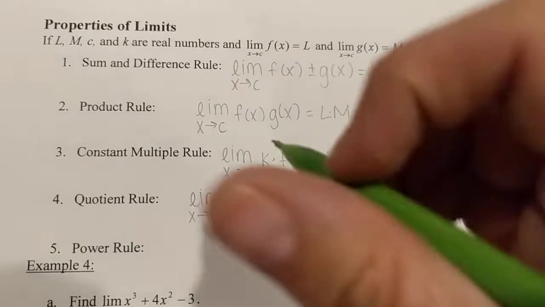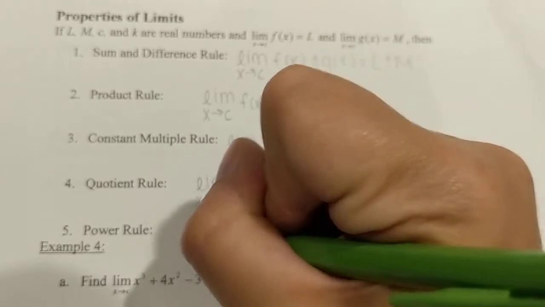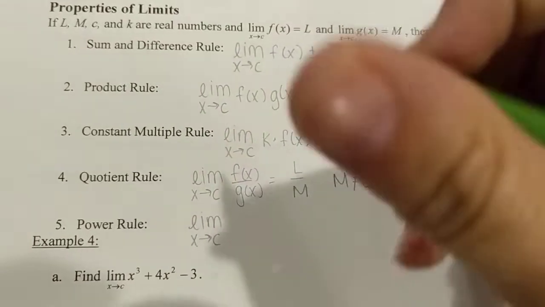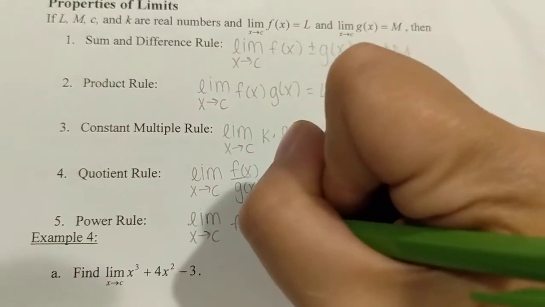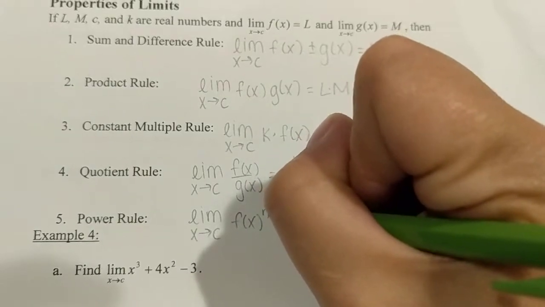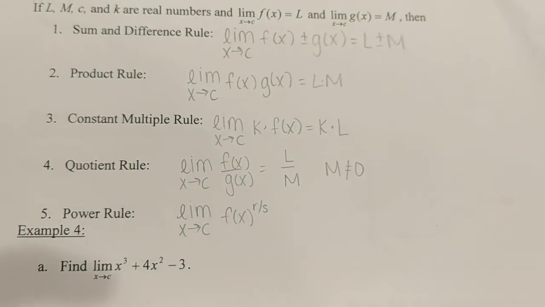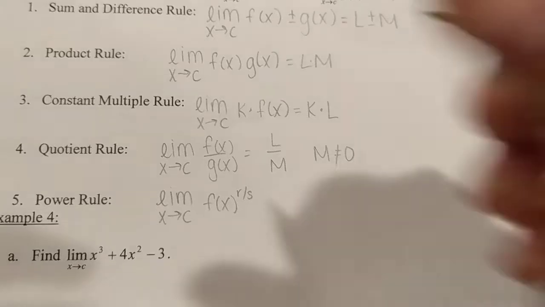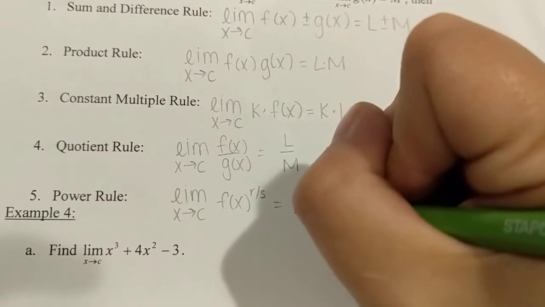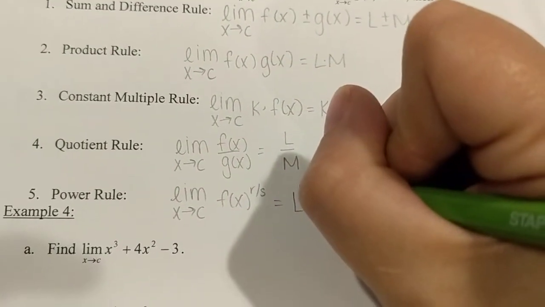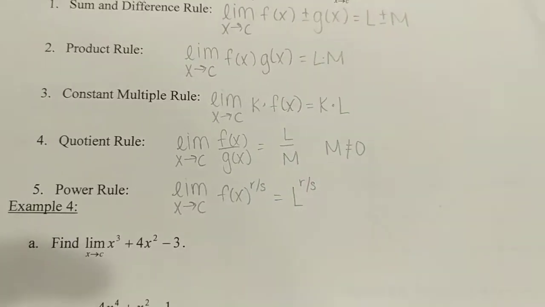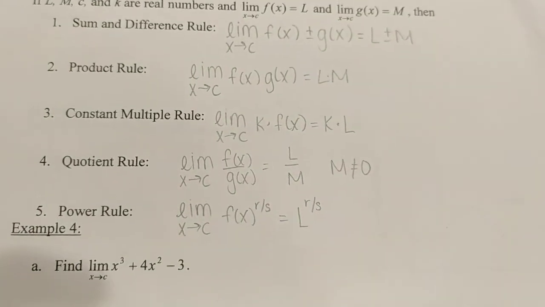The last one is the power rule, and that one says limit as x goes to c of some function being raised to some power, and I'm going to put it as a fractional power just in case. I can still just find the limit of that function and then raise that answer to the power. So those will come in quite handy.